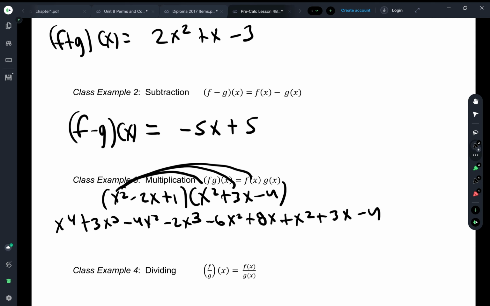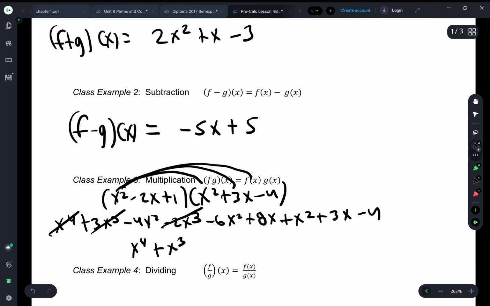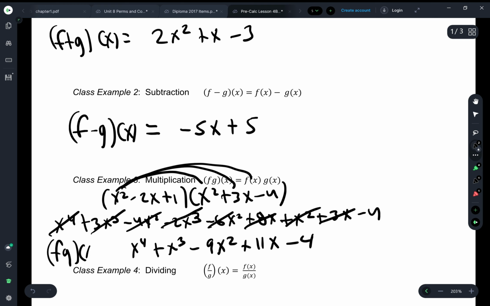That big long string, we just need to combine like terms. There's only one x to the fourth, so x to the fourth stays. I like to cross things out when it's this messy to make sure I don't lose anything. 3x cubed minus 2x cubed, that's 1x cubed. Negative 4x squared, negative 6x squared, that's negative 10, plus 1 for negative 9. 8x plus 3x for 11x. And lastly, a minus 4. So there's your fg function.